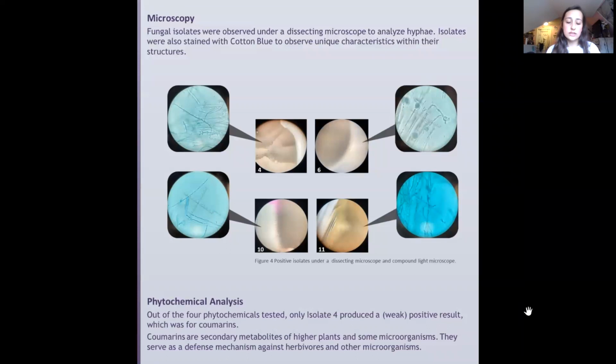Our phytochemical tests only produced one positive result, which was for coumarins. Coumarins are present in higher plants and other microorganisms. They serve as a defense mechanism against herbivores and other microorganisms. This result was a weak positive from isolate 4, so we can't necessarily characterize them as an endophytic fungus. It might just be a soil-based fungus.